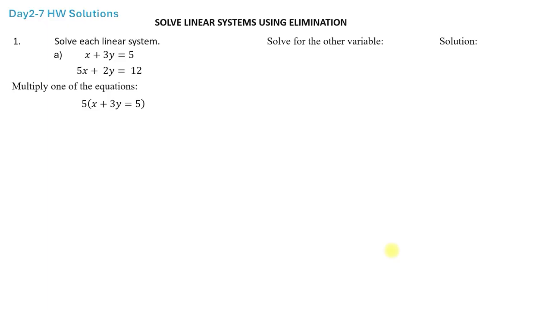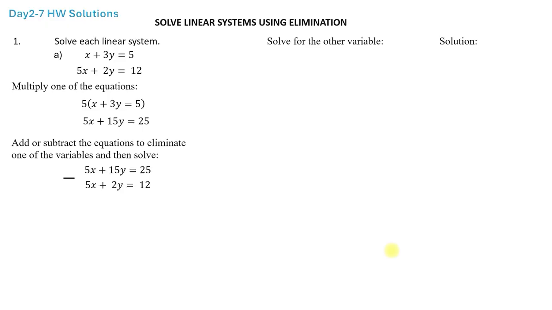So that first equation multiplied by 5 is 5x plus 3y... 5 times 3y is 15y. 5 times 5 is 25. Now we can stack our equations. We have two equations now, both with 5x's in them. Because they are both the same sign, we'll use subtraction to get rid of the x's.